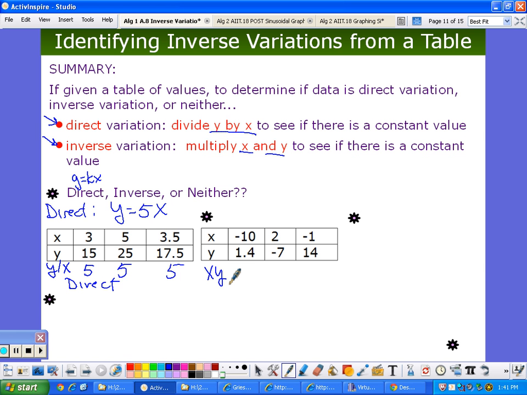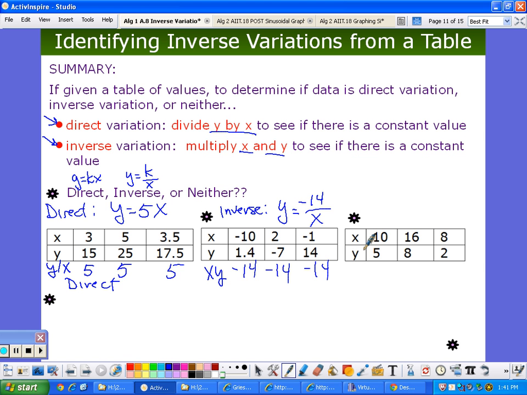Inverse. So negative 10 times 1.4. Negative 2 times negative 7. Negative 4. Negative 1 times 14. They're all the same. So is this direct, inverse, or neither? Inverse, because when I multiply them, I get the same number. What's my equation going to be? Y equals negative 14 over x. Excellent. Again, my model for this one is y equals k over x, so that k goes in the numerator, x goes in the denominator.